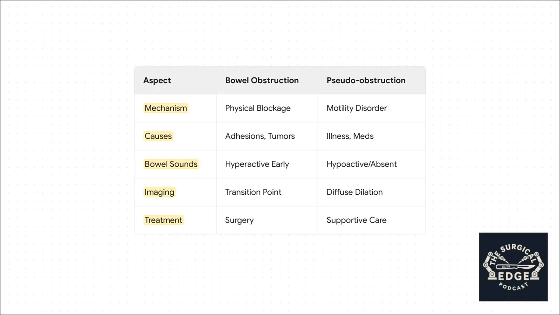So let's do a quick side-by-side to recap. True bowel obstruction, that's a physical block, often from adhesions with loud, hyperactive bowel sounds, a clear transition point on CT, and surgery is frequently the answer. Pseudo-obstruction, that's a motility failure, often from illness or drugs, with a quiet abdomen, diffuse dilation on CT, and you're going to treat it medically first.